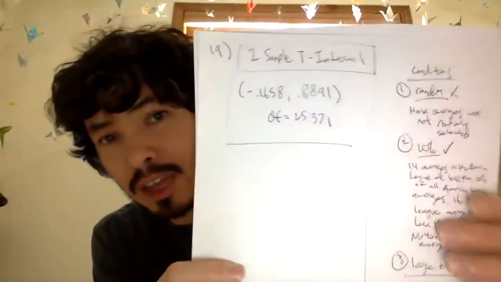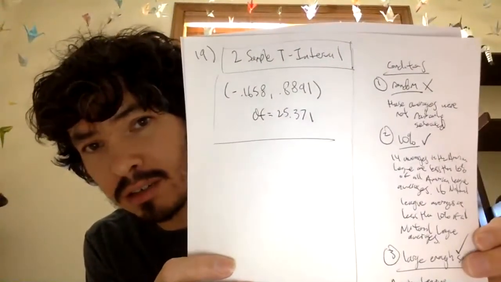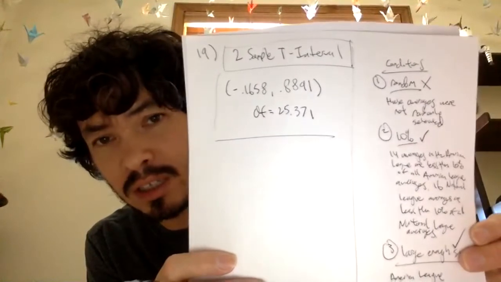Okay, so that's all you need on the AP test. They will assume you did it on the calculator. Just give them the interval, give them the degrees of freedom. You don't have to show any work. And I'm going to quick check this answer just because I want to see that I typed the data sets in right. Make sure I didn't give you guys the wrong answer.